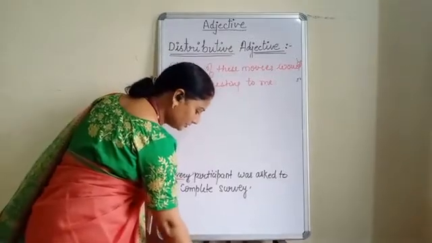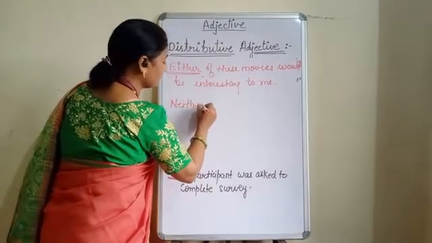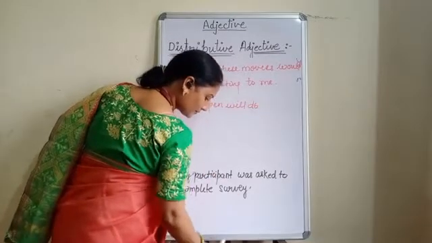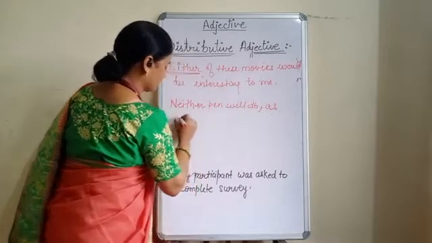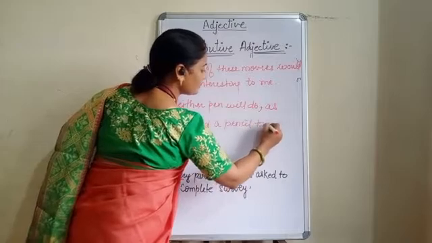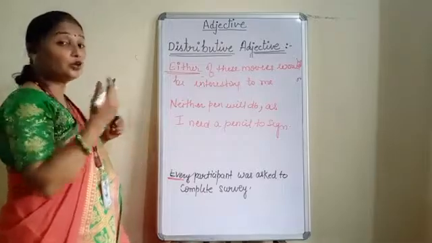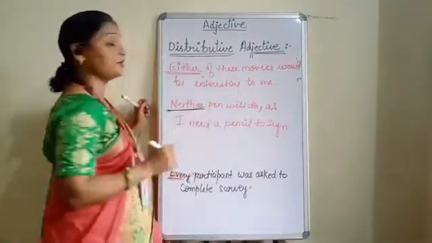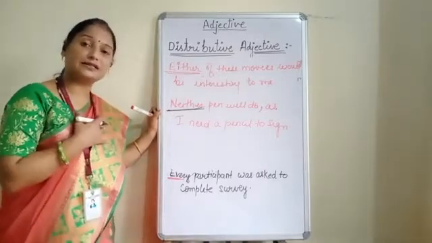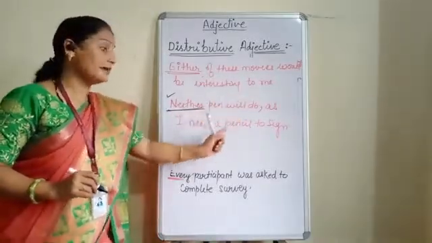One more example. Neither pen will do as I need a pencil to sign. Clear? Now see, neither pen will do. This neither is representing that each and every pen is of no use, because I need a pencil to sign. So, neither pen will do as I need a pencil to sign.